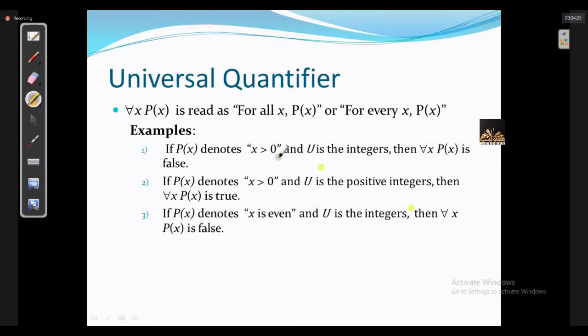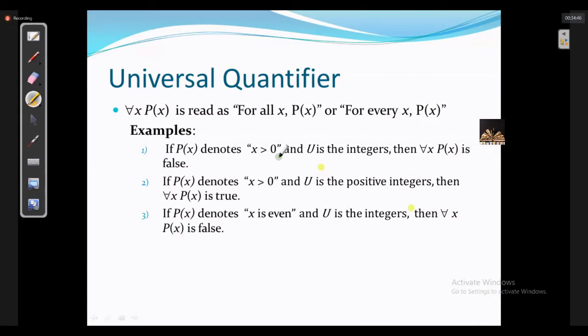Third example: P of x denotes x is even, and U is the integers. For all x, P of x: are all integers even integers? No, only some are even integers. That's why it is false. Okay, all have understood the universal quantifier.